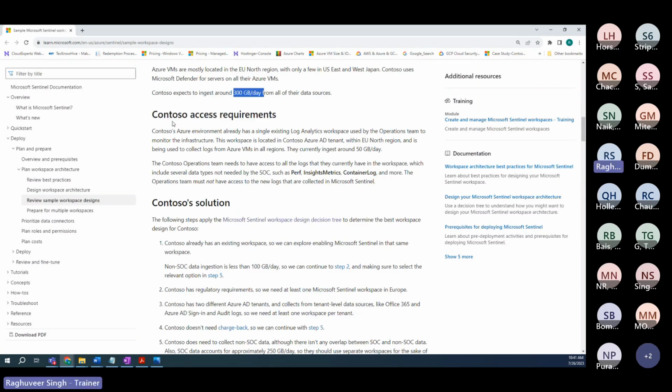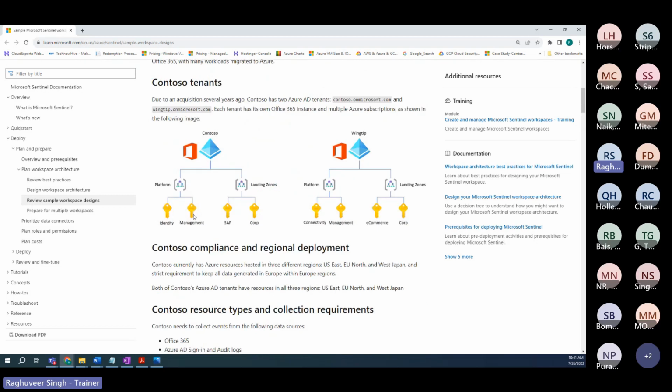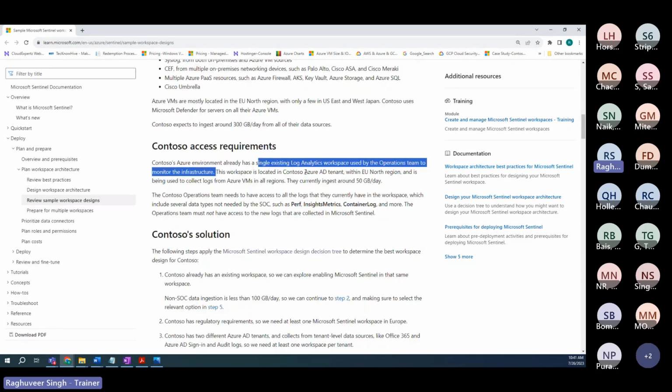Okay. Now the access requirements. It says the Contoso Azure environment already has a single existing Log Analytics workspace used by the operations team to monitor the infrastructure. So here in the Contoso tenant, in one of the subscriptions, they have a Log Analytics workspace, and using that workspace they are monitoring the infrastructure. I'm saying virtual machines, network security groups, storage accounts, and all that. They're already monitoring it. The workspace is located in the Contoso Azure AD tenant within the Europe North region. So that workspace is in the North Europe region and is being used to collect logs from Azure VMs in all the regions.